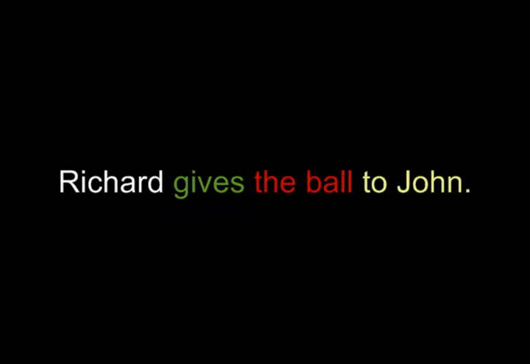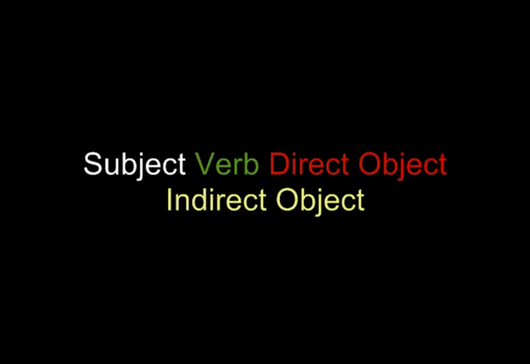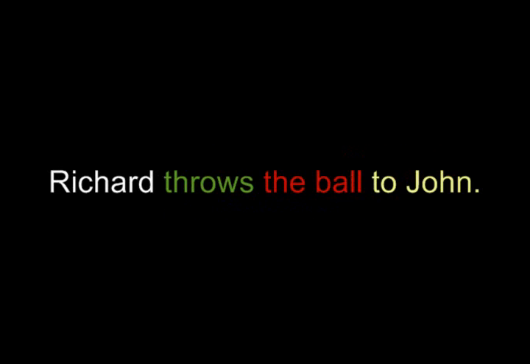So for instance, Richard gives the ball to John. Richard, subject; gives is the verb; the ball is the direct object; and to John is the indirect object. Richard gives the ball to John. And as long as none of those words are pronouns, as long as they're all regular nouns, the word order doesn't change at all in Spanish. So Richard throws the ball to John literally maintains its same word order. Richard throws the ball to John.